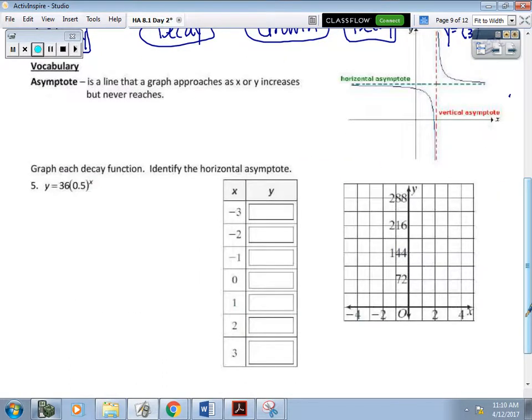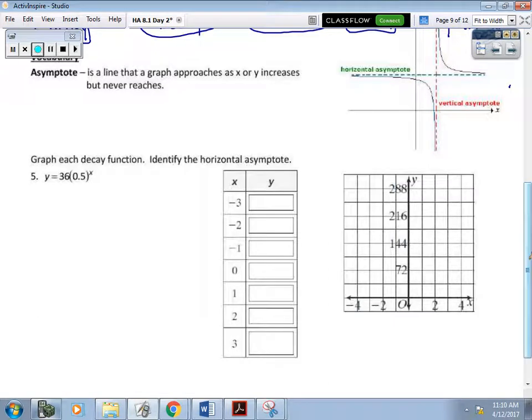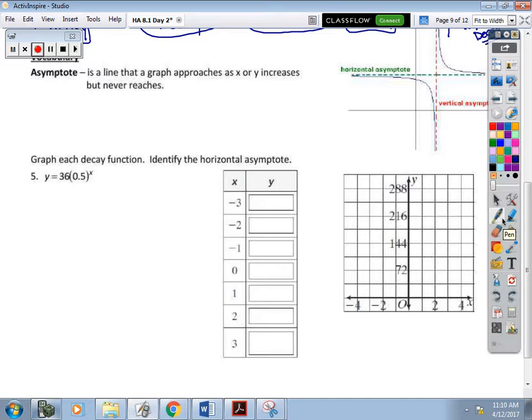So down here we're asked to graph each decay function and identify the horizontal asymptote. We're going to do this one without a calculator, and then I'll let us use the graphing calculator on the other 2. Now, if you're doing this without a calculator, again, there's going to be at least one of these on the no calculator part.